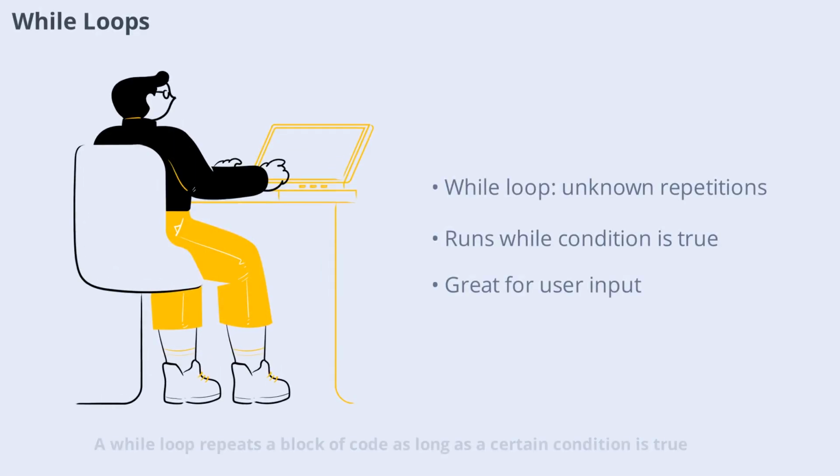A while loop repeats a block of code as long as a certain condition is true. Unlike a for loop, you don't always know how many times it will run. For example, you might use a while loop to keep asking a user for input until they enter the correct answer. While loops are powerful for situations where the number of repetitions depends on changing conditions.